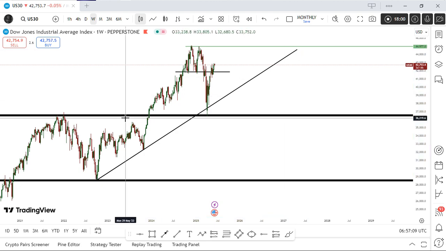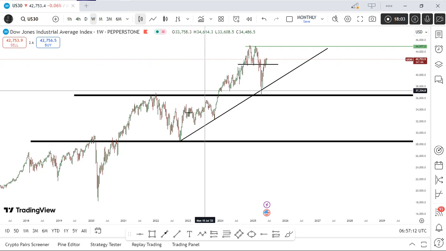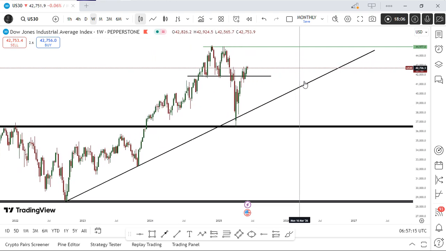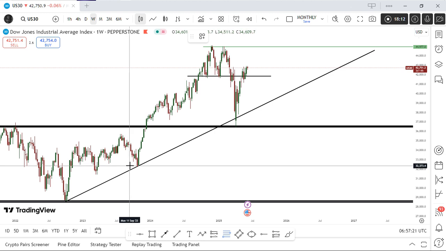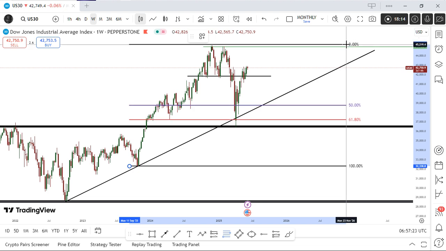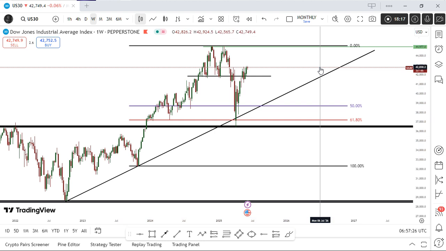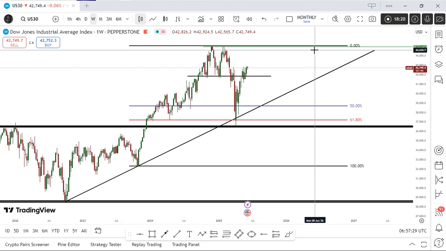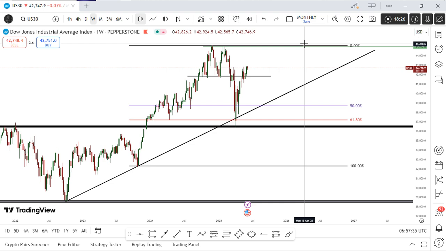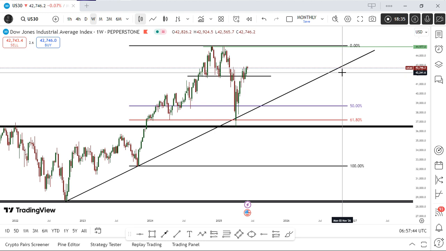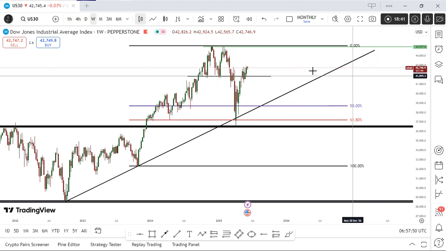I could see that this trend line is still aligning to the upside, and I could see something forming nicely. Let me make use of my Fibonacci. I could see that my Fibonacci is still telling me that US 30 is still buying. US 30 is still buying.